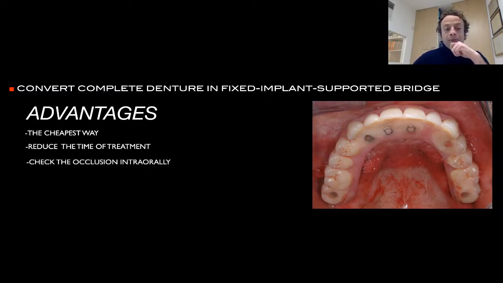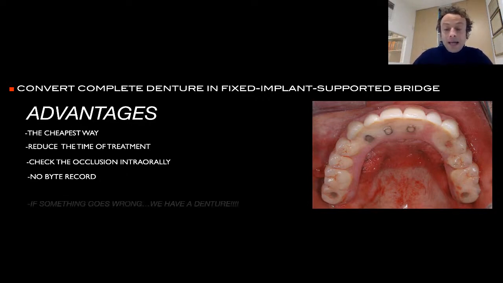And the advantages of this technique are that it is the cheapest way to manage the immediate loading. We can reduce the time of the treatment. We can check the occlusion intraorally. There is no bite record because, of course, we convert the old denture, so the seating in the mouth of the old denture, even if we have opened the flap, is really simple and facilitated, and the occlusion helps us in order to find the ideal vertical position of the mandible and the ideal position.